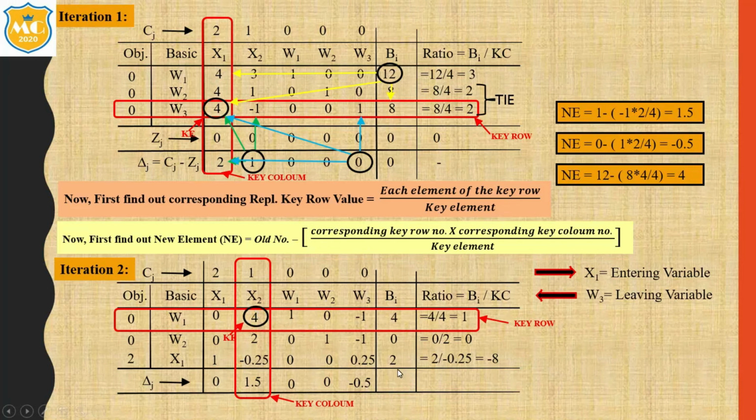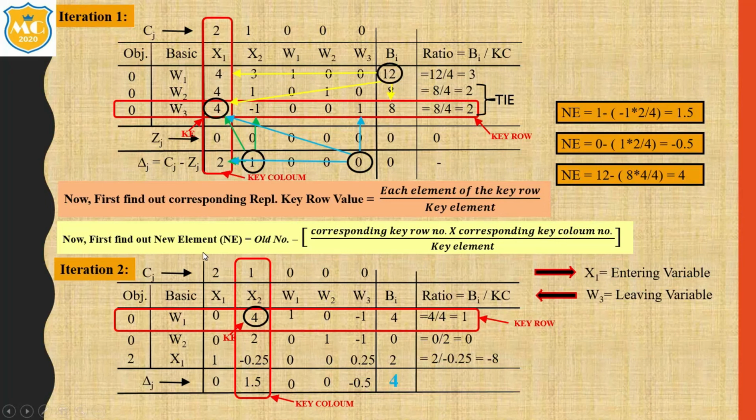Now here one more value we have to find out. For your kind information, here we get the 4. So how to find out? Similarly zj find out. So 0 into 4 plus 0 into 0 plus 2 into 2. So here we get the 4. This value just for your kind information means in iteration 1 here we get the 0. In iteration 2 here we get the plus 4.